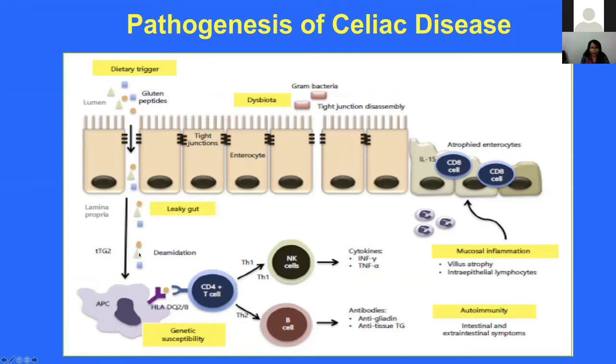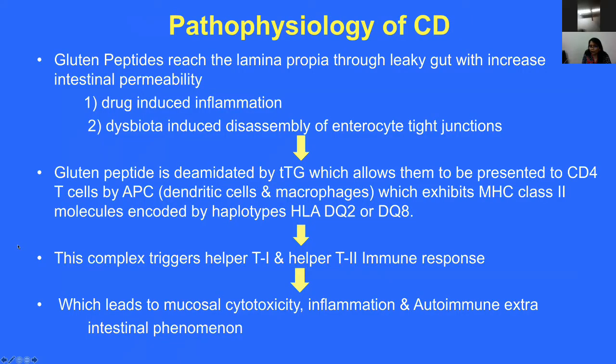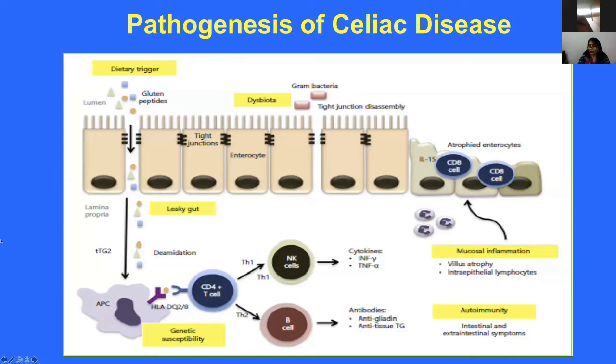When this deaminated gluten attaches with this complex and the complex is formed, it stimulates CD4 cells, which leads to a TH1 or TH2 response. Basically, helper T cells and the helper T1 and T2 response is stimulated, which leads to formation of antibodies, as well as NK cells being stimulated. Through NK cell stimulation, cytokines in the form of interferon or TNF alpha come, which leads to mucosal abnormality in the form of villus atrophy and intraepithelial lymphocytosis.